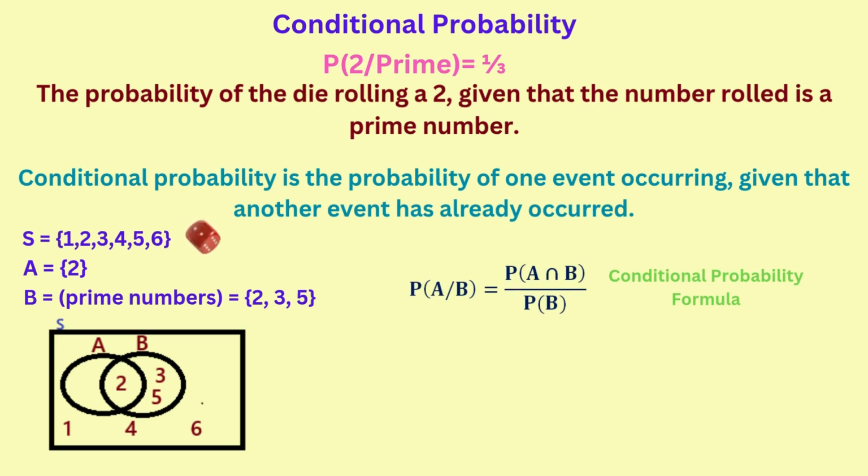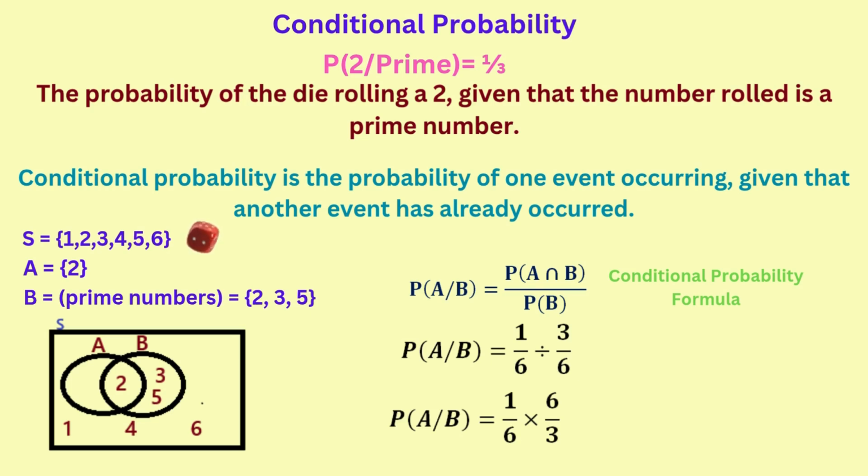In this case, the probability of A intersect B would be 1/6, since the number of elements common to both sets is 1 out of 6 possible numbers on the die, while the probability of B is 3/6, since the set B has 3 elements out of a possible 6 on the die. So the probability of A given B is 1/6 divided by 3/6, which is the same as 1/6 times 6 over 3. That's 1/3, the same value as before we used the formula.